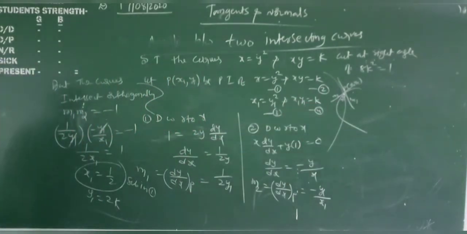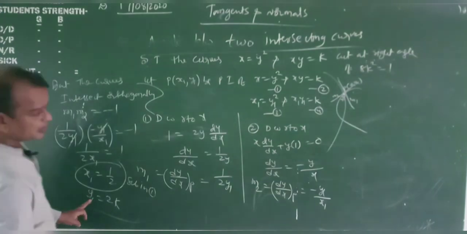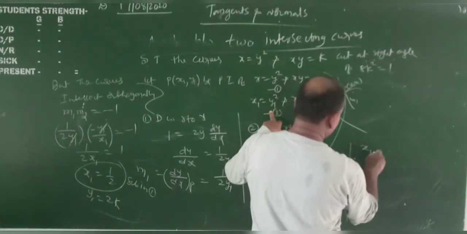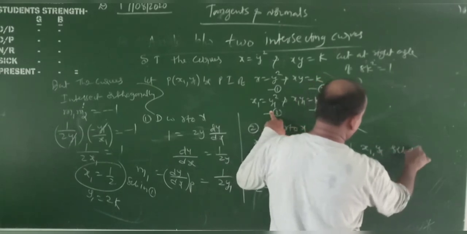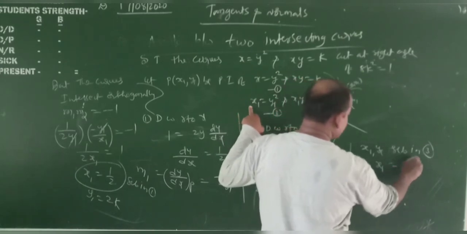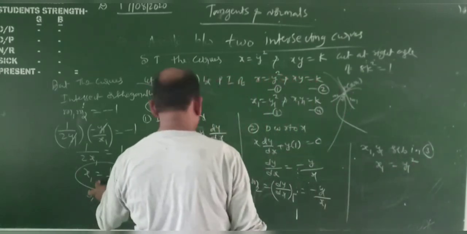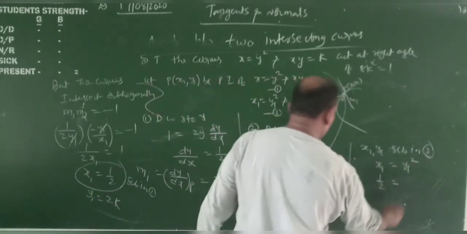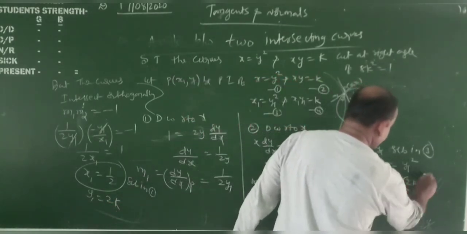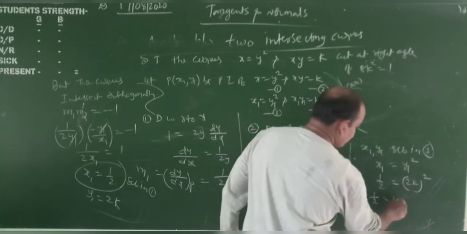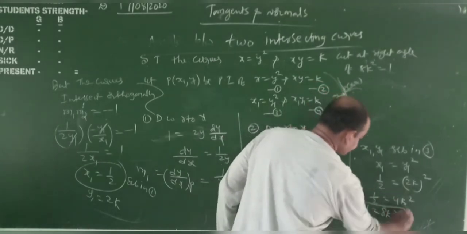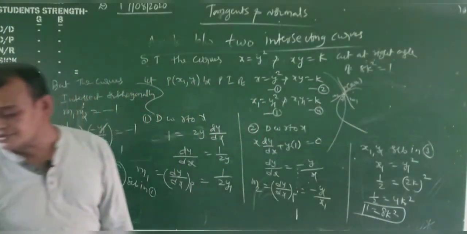Okay. Now these x1, y1 substitute in equation 3. What is the third equation? x1 is equal to y1 square. x1 means 1 by 2, and y1 means 2k, whole square. Now 1 by 2 is equal to 4k square. Now 1 is equal to 8k square. 1 is equal to 8k square.